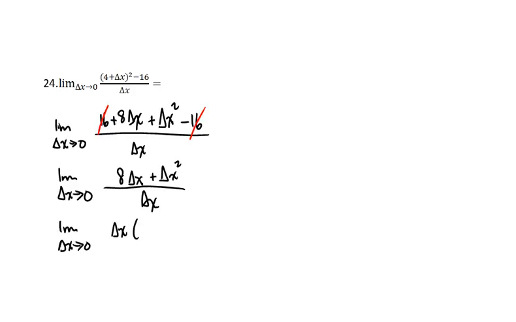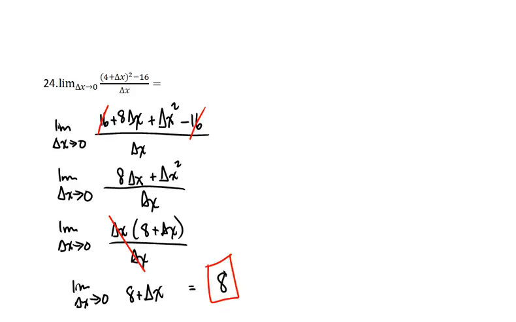We factor out a delta x in the numerator, and we'll cancel that with the delta x in the denominator. That'll leave us with the limit as delta x approaches 0 of 8 plus delta x. We plug in delta x goes to 0, and we're left with 8. And that does it for this problem.